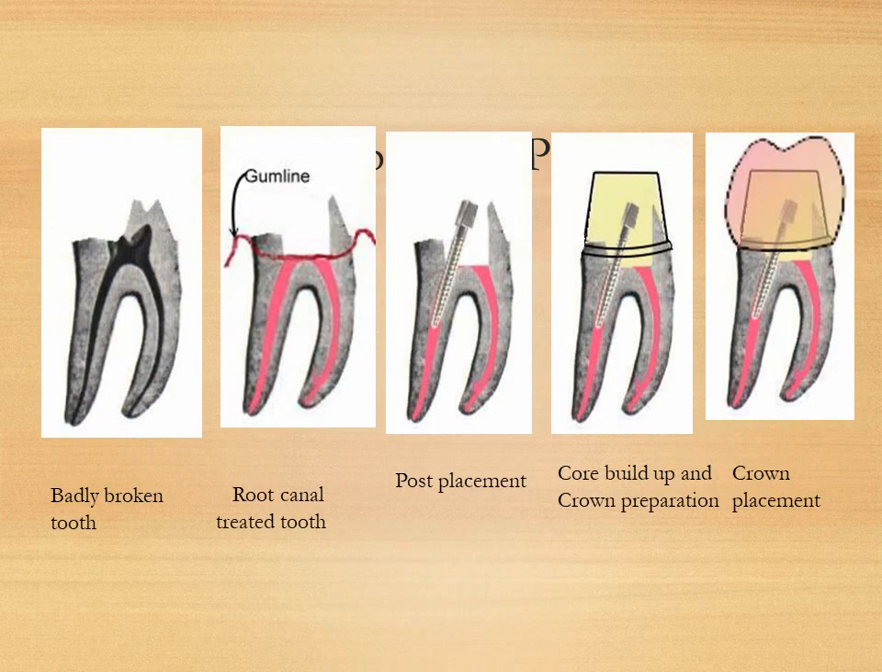So basically this is the fundamental of your post and core. If you have a badly broken down tooth, you have to assess whether you are going to give a custom made cast post or a prefabricated post. Prefabricated, again, do you want to give an active post or a passive post? In this photo they have shown what seems to be an active post, which we no longer give because it does more harm than good. So we prefer to give the passive post.